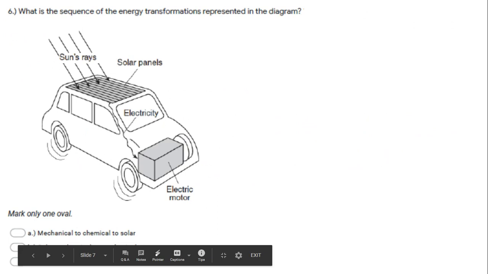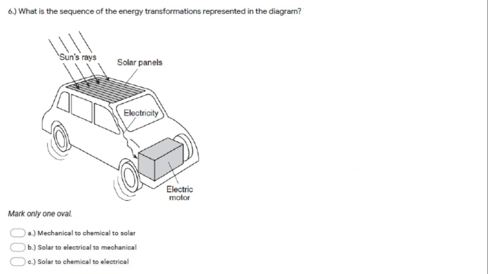All right, question six. What is the sequence of energy transformations represented in the diagram? Is it A, mechanical to chemical to solar? Is it B, solar to electrical to mechanical? Or is it C, solar to chemical to electrical?